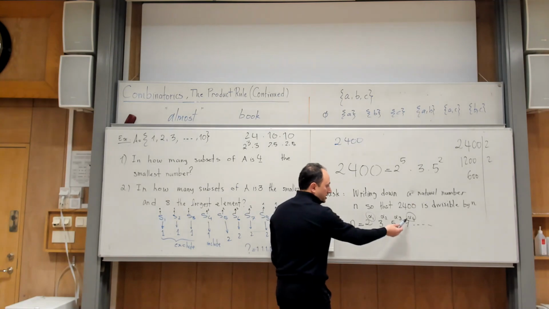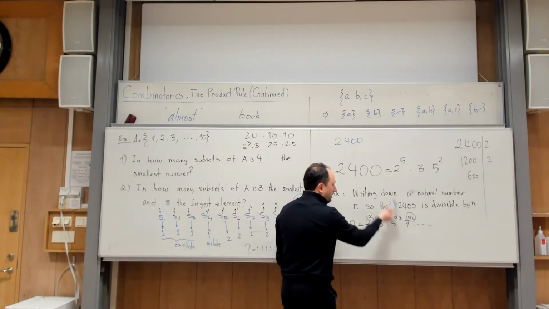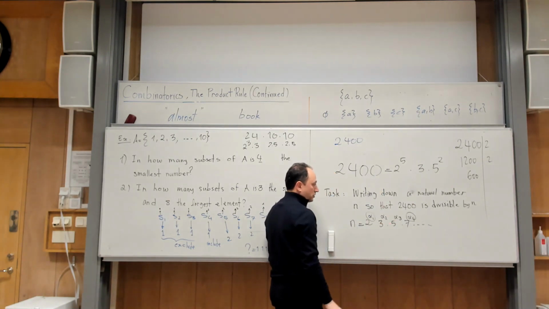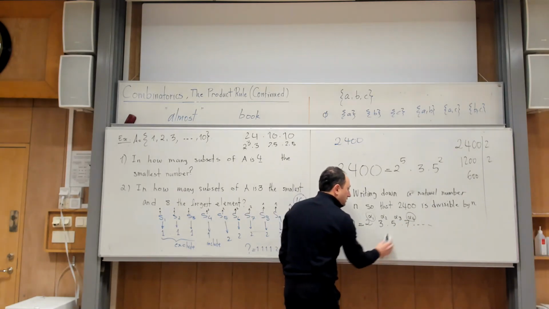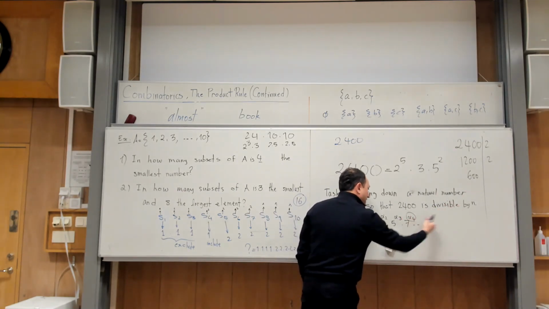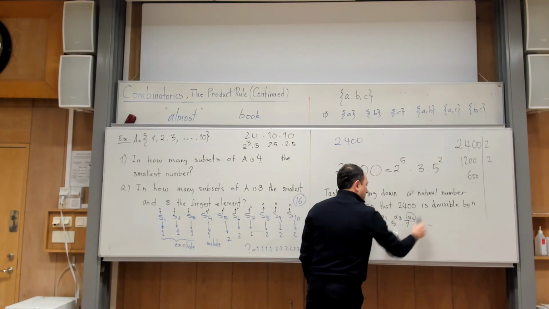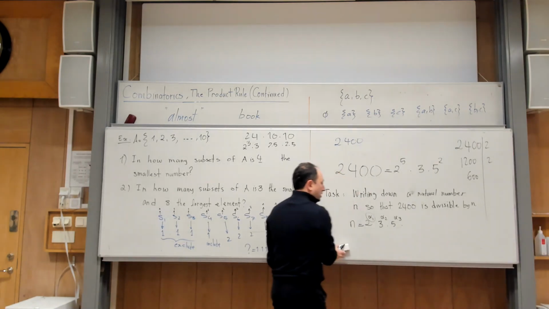Because if there is at least one 7 here, it is not possible that this is divisible by that. So I really don't need to bother about anything after this one. Everything should be 0, 0, 0, 0 for powers. So I need to concentrate here.